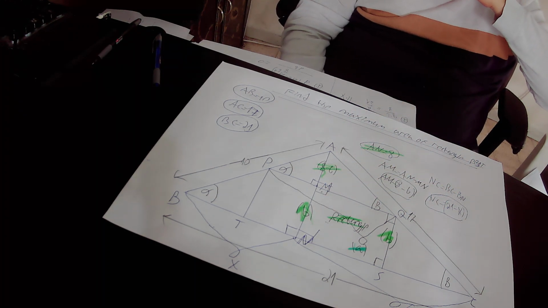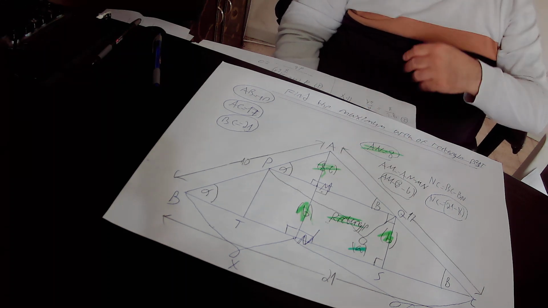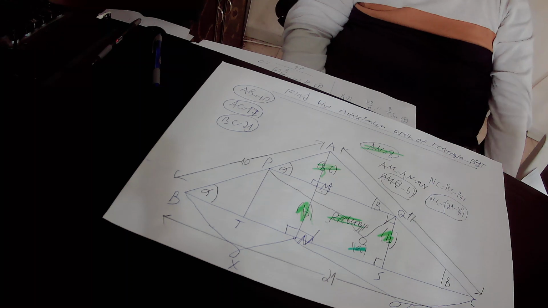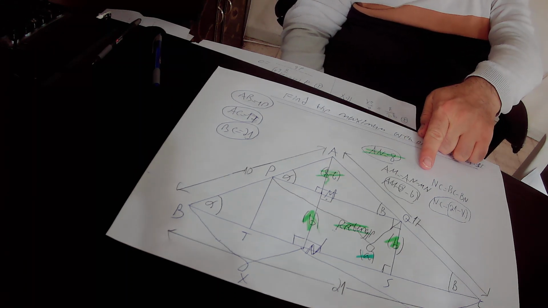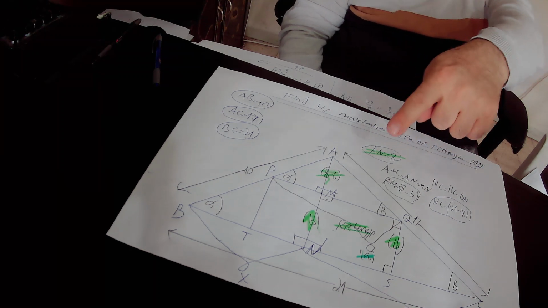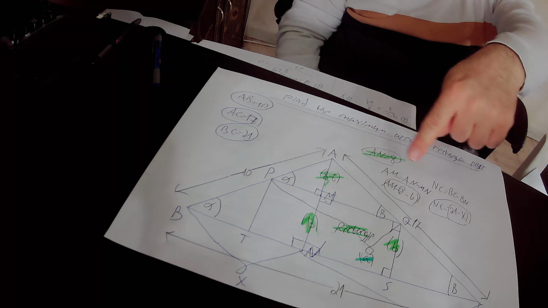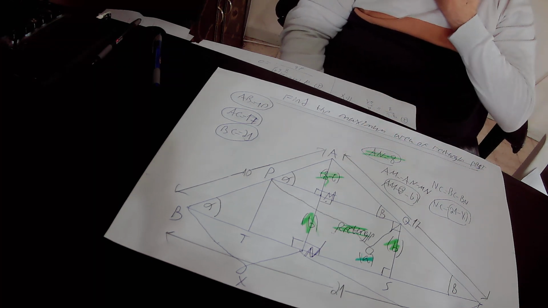Okay, so what is the length of this line segment AM? Line segment AM equals AN minus MN. Again, AM equals AN minus MN. So AM equals AN, that is 8, minus NM, that is B. So in total, AM equals 8 minus B.